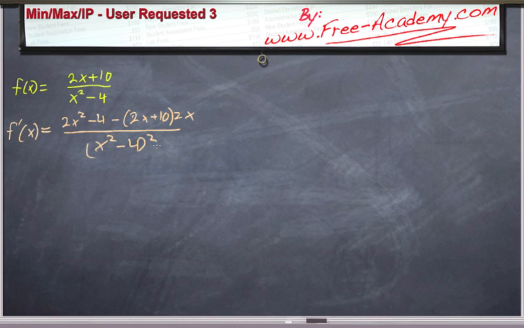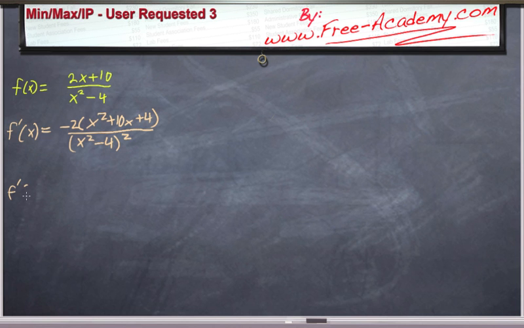And if you do a little bit of simplification on this, and I'm going to skip the steps because you can work that out on your own, you're going to find that this will be equal to minus 2 times x squared plus 10x plus 4, divided by x squared minus 4, and this will be squared.